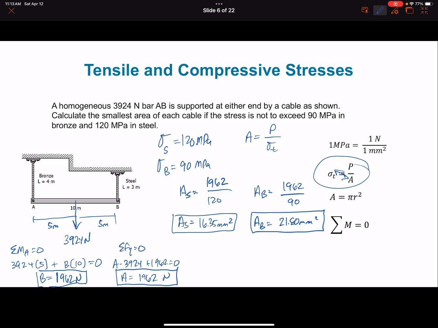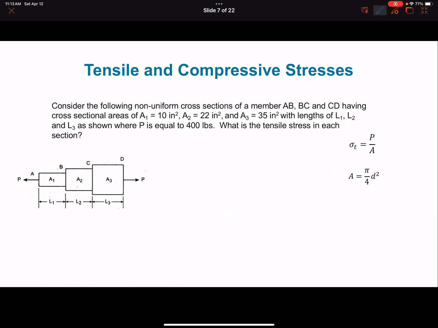The next problem is a problem where now we have a force P essentially, and according to Newton's third law, whatever that P is on one side of this is going to be on the other side. So when we look at this, we're only looking at P on one portion, right? We're not going to double the P value. The P is still going to be the 400.